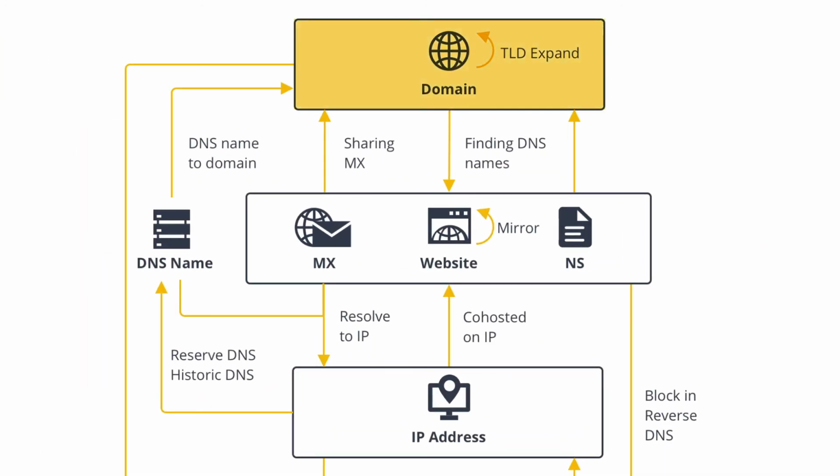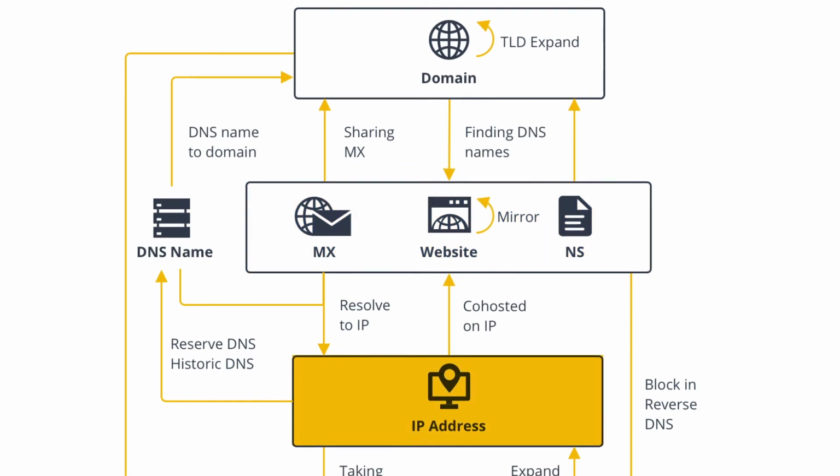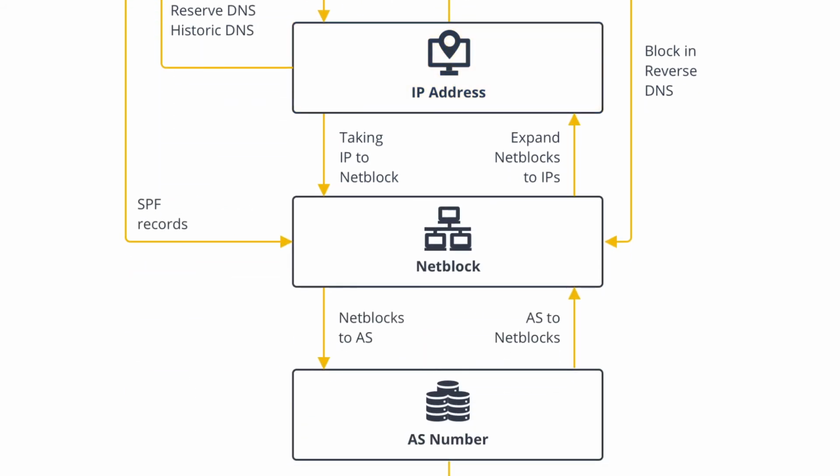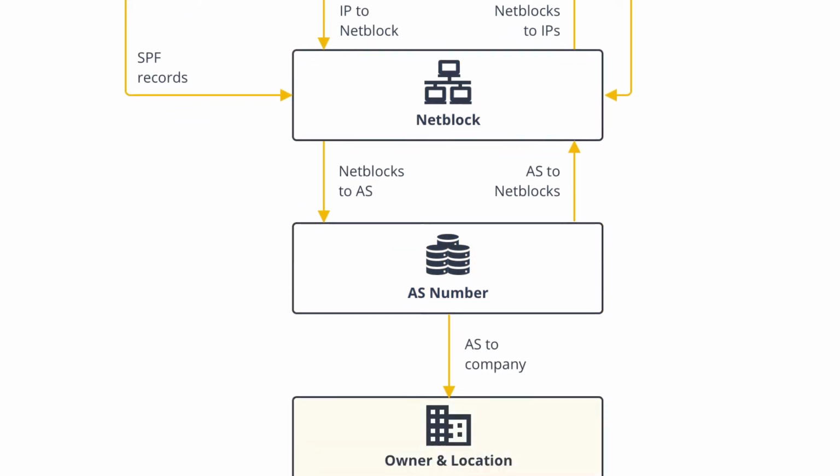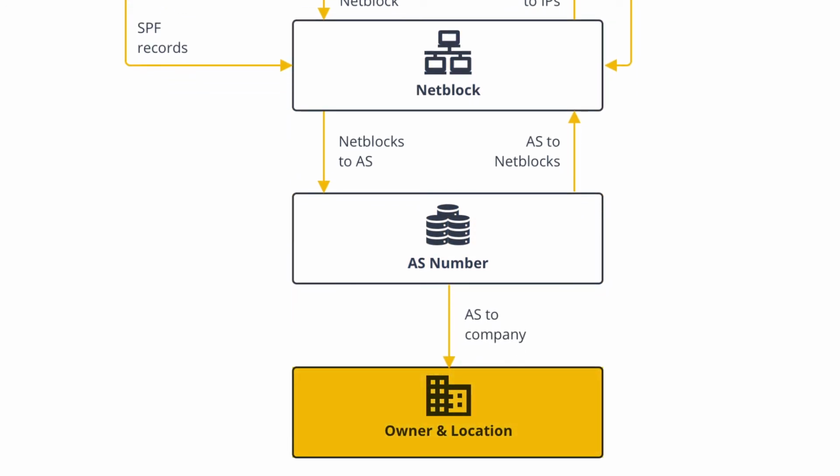Starting with the domain, we can fetch the DNS names, mail servers, website, and name servers, which can then help us retrieve the IP addresses hosting this domain. From the IP address, we can identify the net block and AS number it belongs to. Finally, we can find out which organization owns the AS number and where it's located.